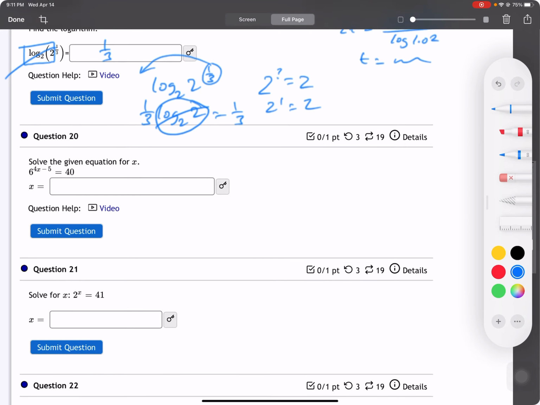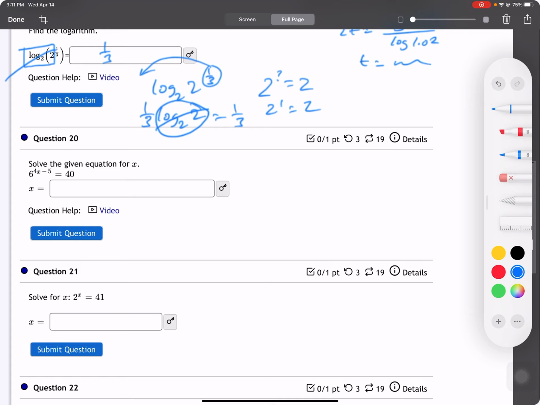Okay, next one, solve the given equation. You can see that we have base 6, 6 to the 4x minus 5 is equal to 40. And there's no way for me to make 6 and 40 have the same base. So what I'm going to do is I'm just going to use logs. Log base 6 of 6 to the 4x minus 5 equals log base 6 of 40. We're going to see that 4x minus 5 is equal to log base 6 of 40.